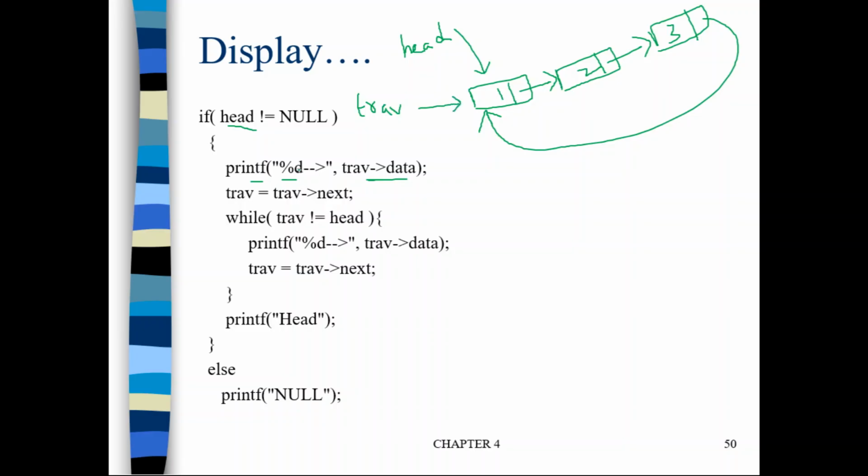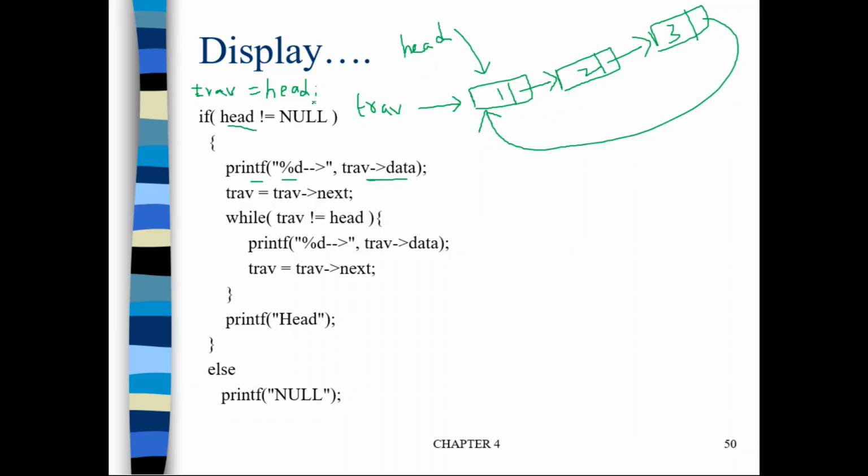So first the statement: if head is not equal to null, yes, head is not equal to null, head is pointing to the first node. printf of %d traverse arrow data. Traverse is also pointing where head is pointing. So here let us assume the statement traverse is equal to head is there.